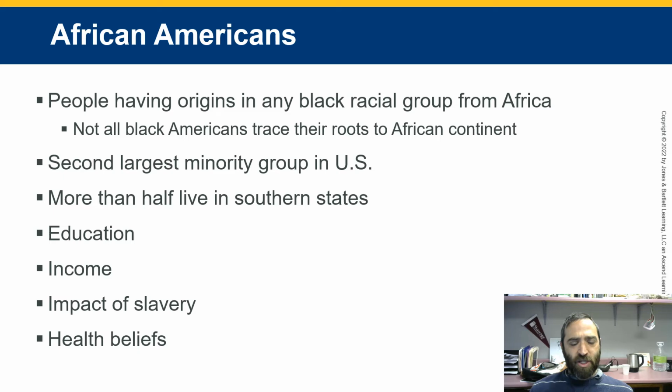Let's skip education and income for the moment. Let's talk about the impact of slavery. Slavery existed in this country for a couple of hundred years. It was outlawed in 1865. Obviously, enslavement did not allow people to pursue health and have access to health care. But even after slavery ended, laws were created to create second-class citizens out of African Americans.